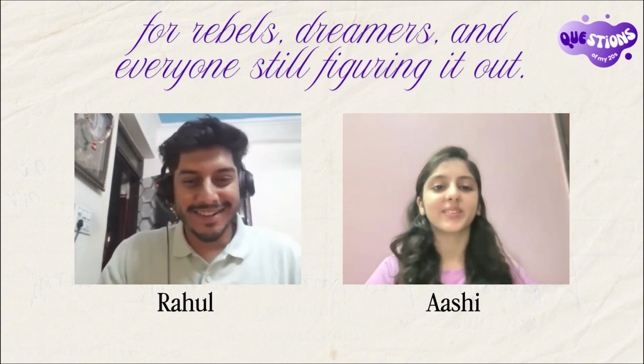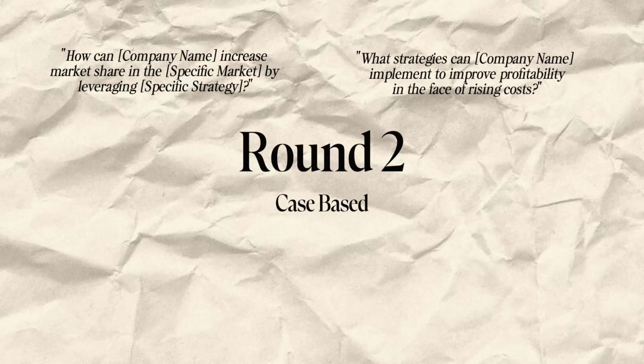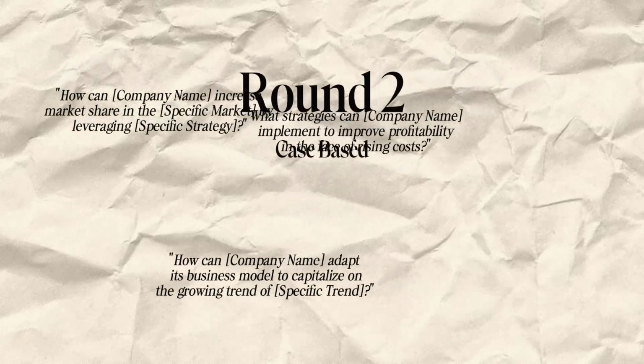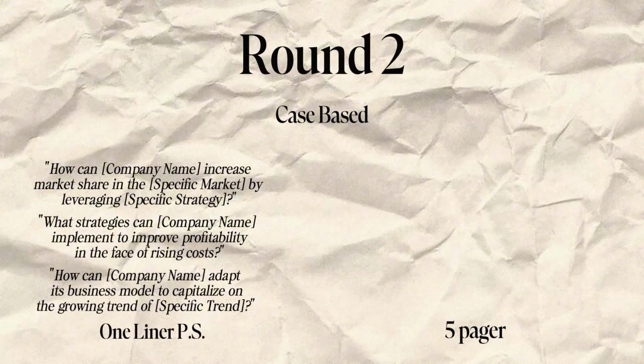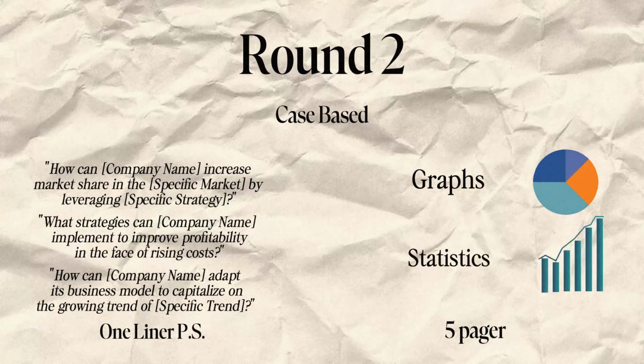Right, so round two. Round two is usually case based. Now, this case could be a one liner, just a problem statement that XYZ company sales are declining. What could be the reasons? You need to find a solution for it. Just that. Or it could be a 5 page detailed document containing various graphs, various statistics that you have to evaluate. So it all depends what kind of competition you are taking, and then you can go forward with it.